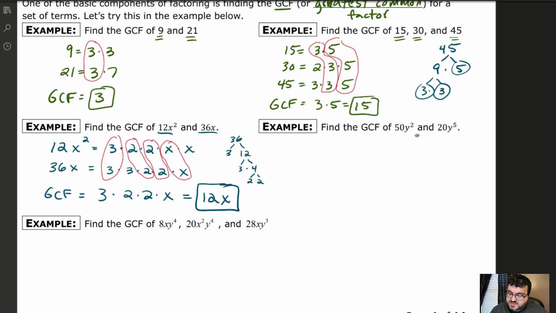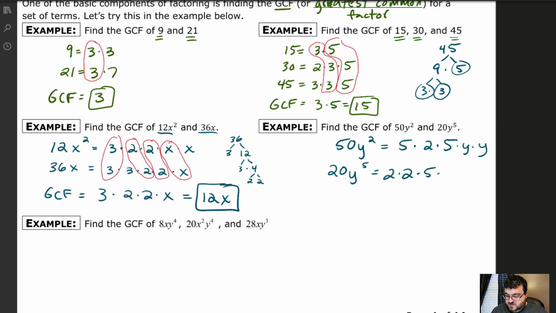We have 50y squared and 25y to the fifth. So 50y squared. 50 is 5 times 10. 10 is 2 and 5 right there. And then y times y is y squared. Okay, and then 25y to the fifth. 25 is 5 times 5, and then there's 5 y's.